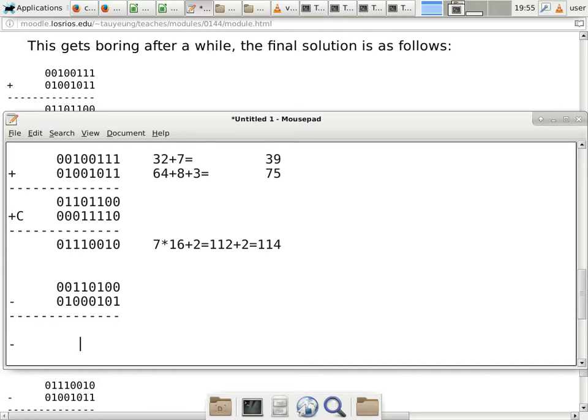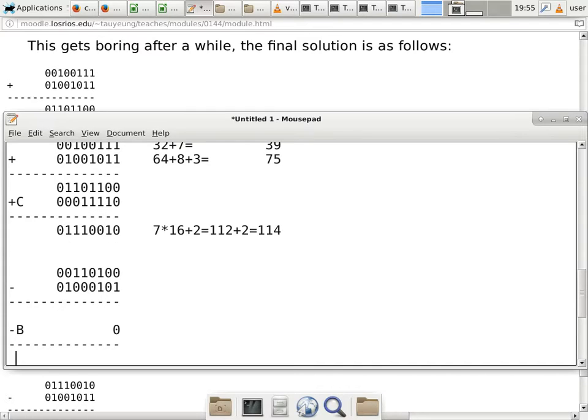And I use one row just for the borrow. So this row here is the borrow. I'm going to use a B to indicate this row is indicating the borrow bits. And it starts with a 0 because this is the least significant column, and there's nothing that can possibly borrow out of this column. And that's why we start with a 0 at that position. All right, so we'll start with this one.